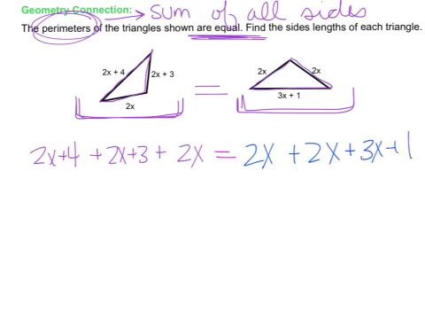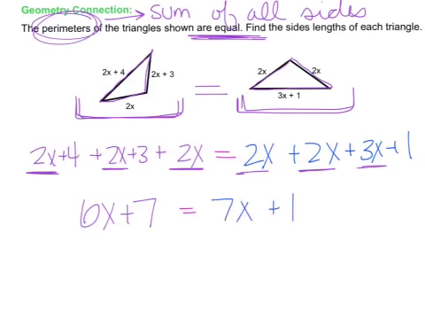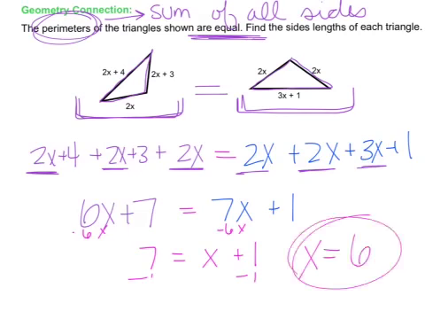And then remember, we have to combine our like terms. So here are some like terms. I have a 6x plus 7, and that's equaling 7x plus 1. And now we're down to just solving with variables on both sides. Put all your variables on one side. So I'm going to subtract my 6x. And I'm left with 7 equals x plus 1. Get the variable alone by subtracting that 1, and I end up with x equals 6.